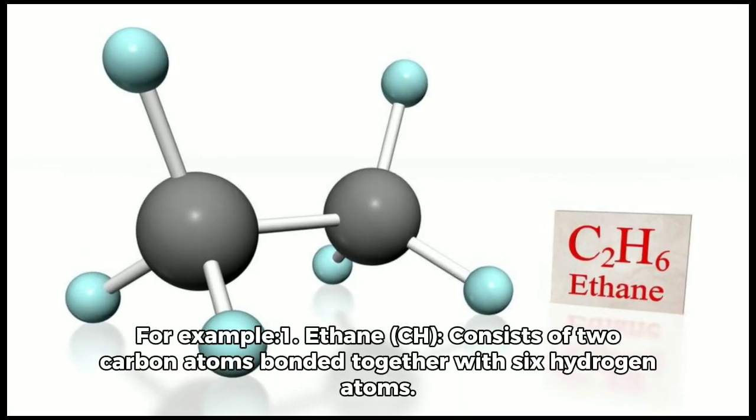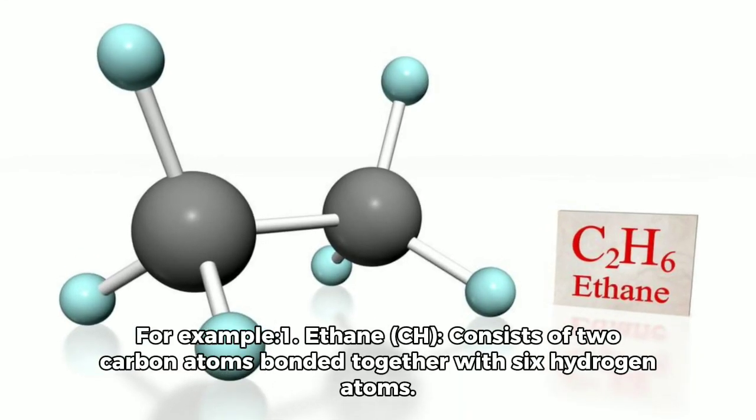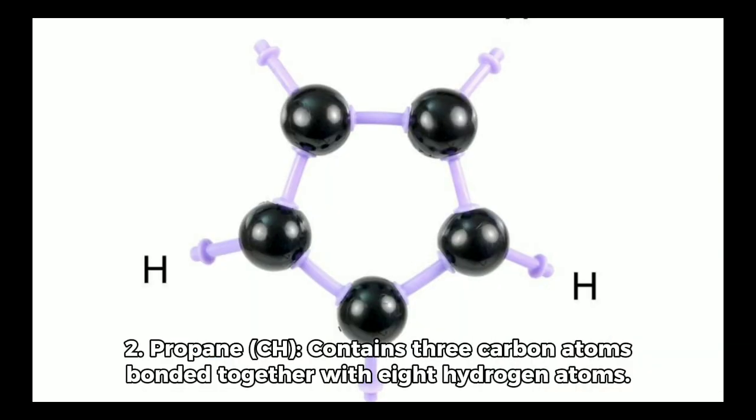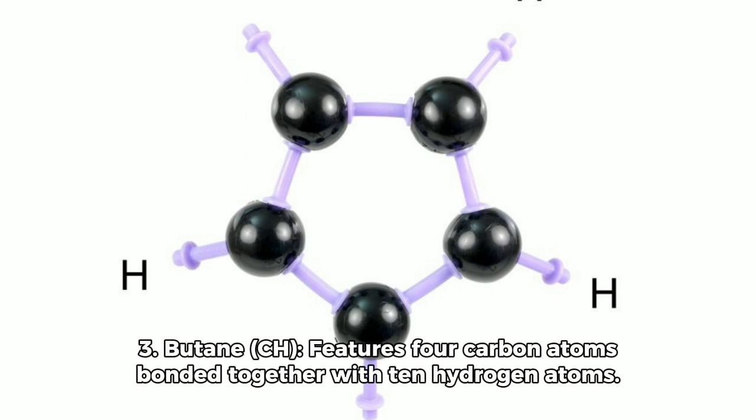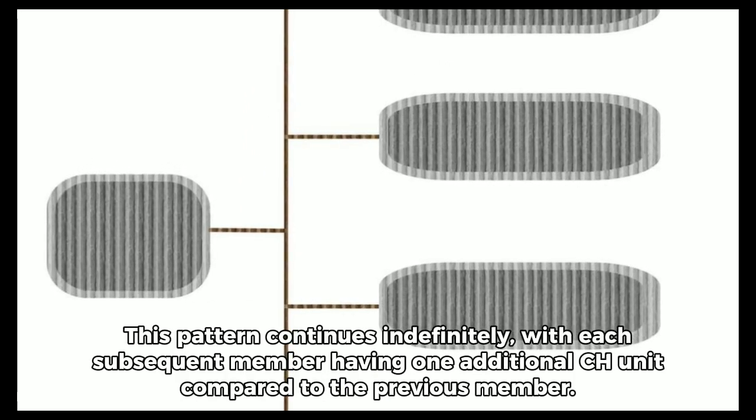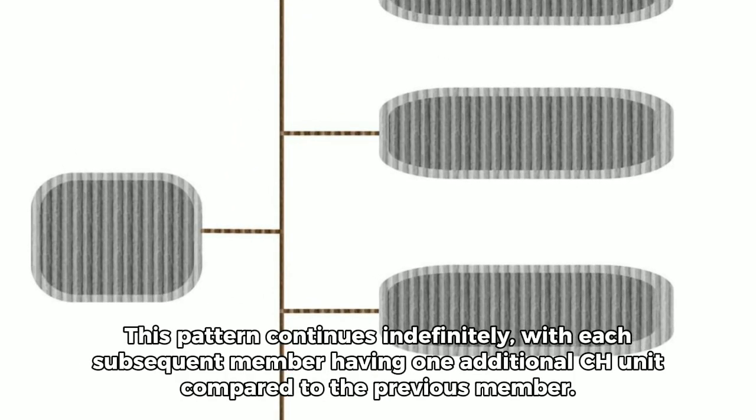For example, 1. Ethane, C2H6, consists of 2 carbon atoms bonded together with 6 hydrogen atoms. 2. Propane, C3H8, contains 3 carbon atoms bonded together with 8 hydrogen atoms. 3. Butane, C4H10, features 4 carbon atoms bonded together with 10 hydrogen atoms. This pattern continues indefinitely, with each subsequent member having 1 additional CH2 unit compared to the previous member.